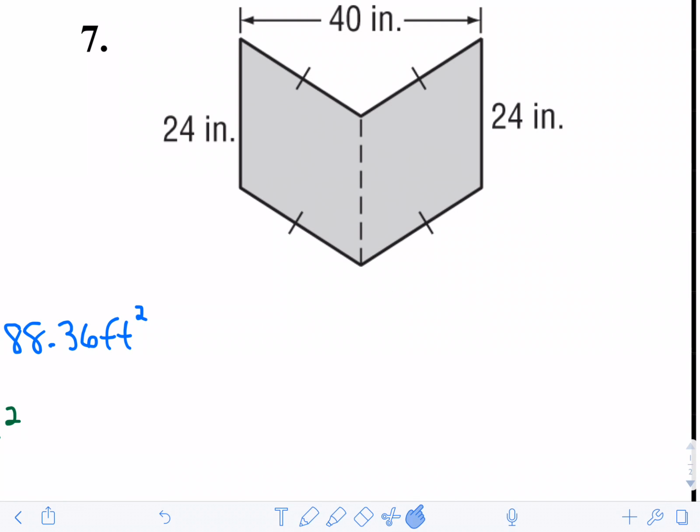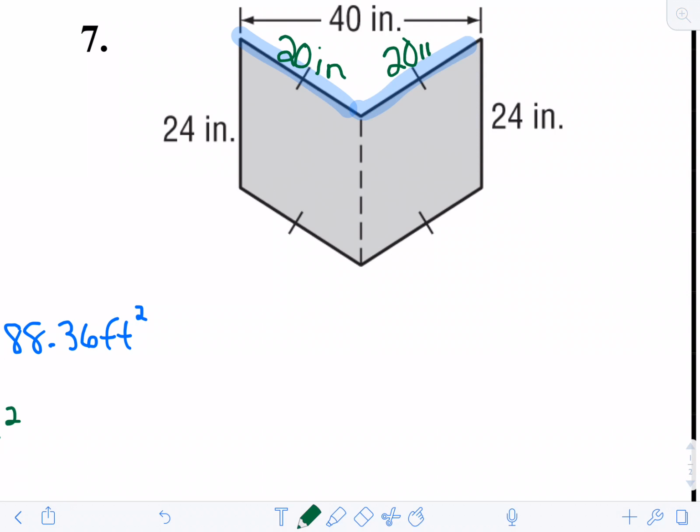Okay, so for number 7, I have 2 quadrilaterals here that I'm going to look at. And so I have the area is going to be base times height. And there's 2 of them because they are the same measurements. So since this whole thing's 40 inches and I know these pieces right here are congruent, I'm just going to take 40 and divide it by 2. So I'll get 20 inches here and I'll get 20 inches there.